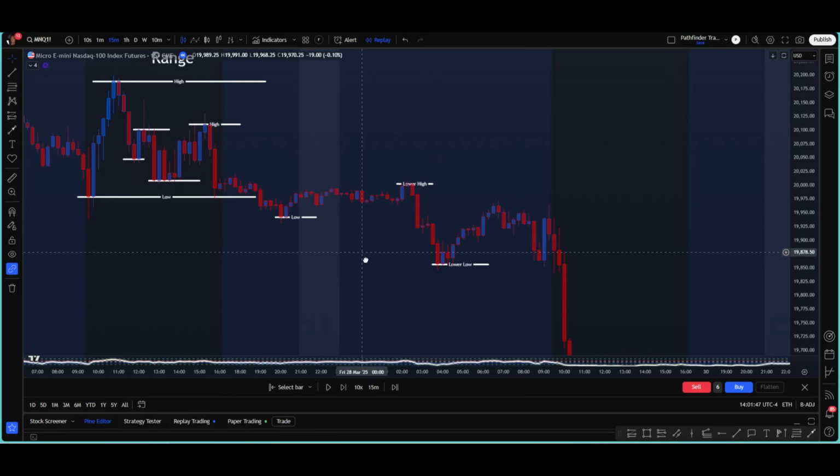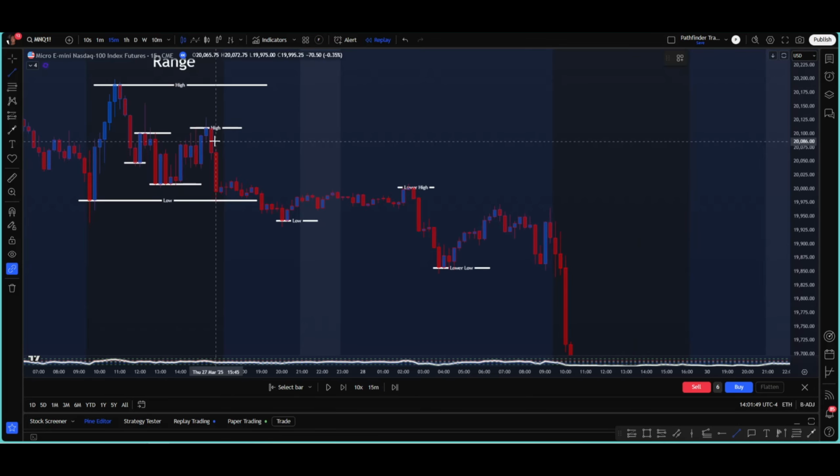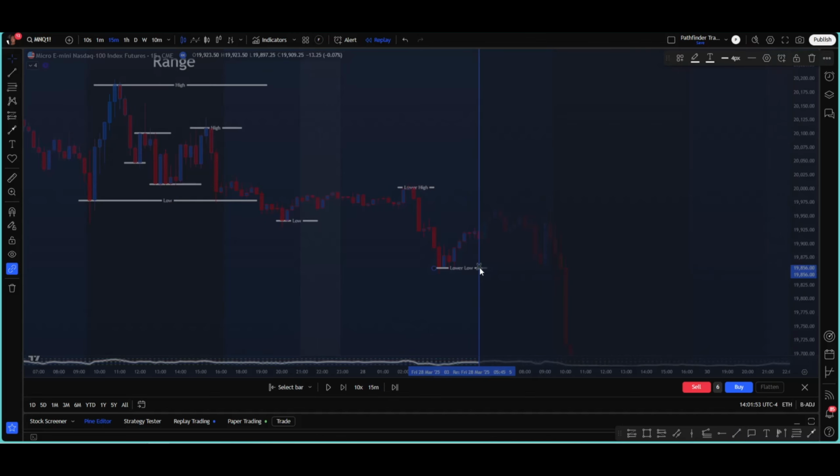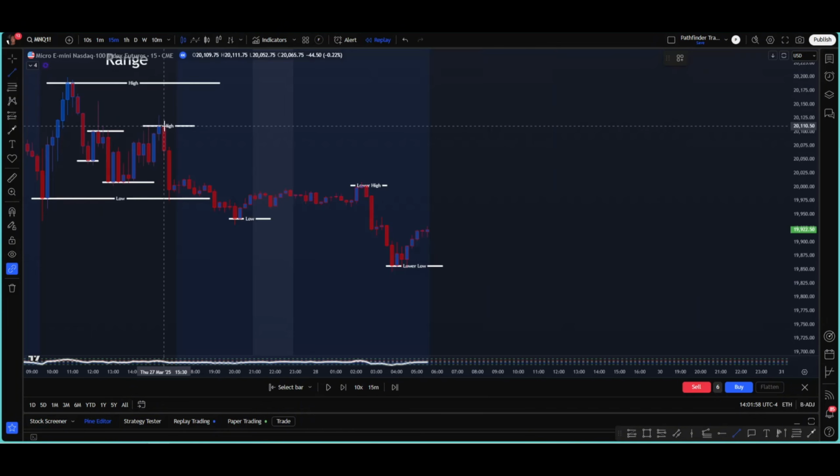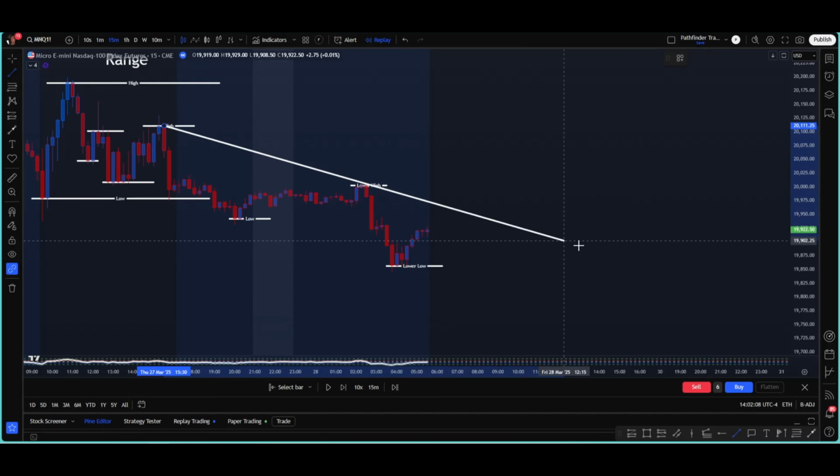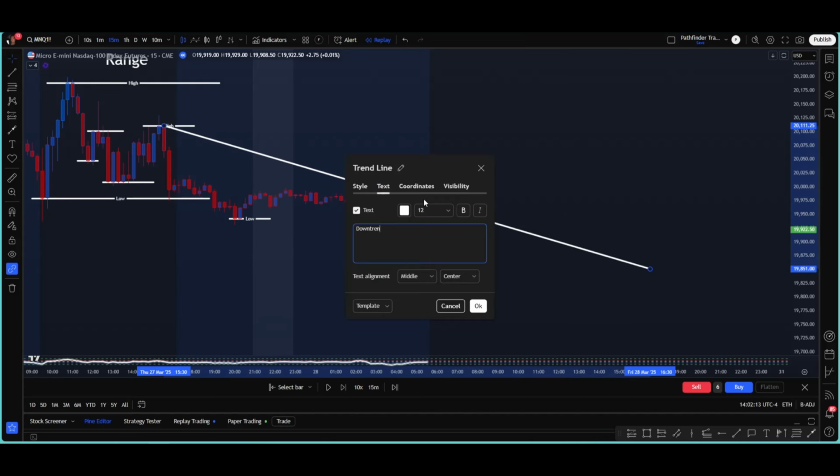So where your trend line would be drawn here, okay, we'll go to this point. Where your trend line would be drawn here is from the top of the red candle that formed the high. You would draw it to the top of the red candle here, which then starts the lower low, and you would extend it beyond right there. And now you have a downtrend line.